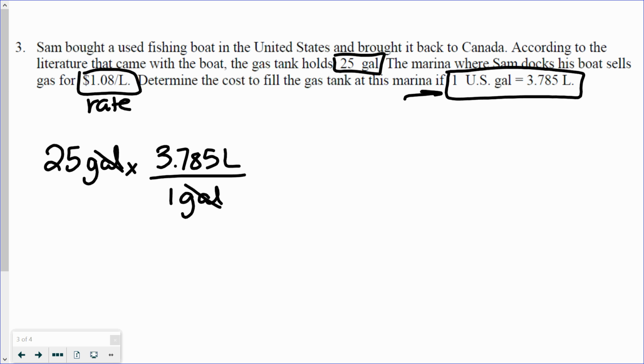So we're going to have our units of gallon canceling out. So 25 times 3.785 gets us 94.625 liters. So now we know how big the gas tank is in this boat.